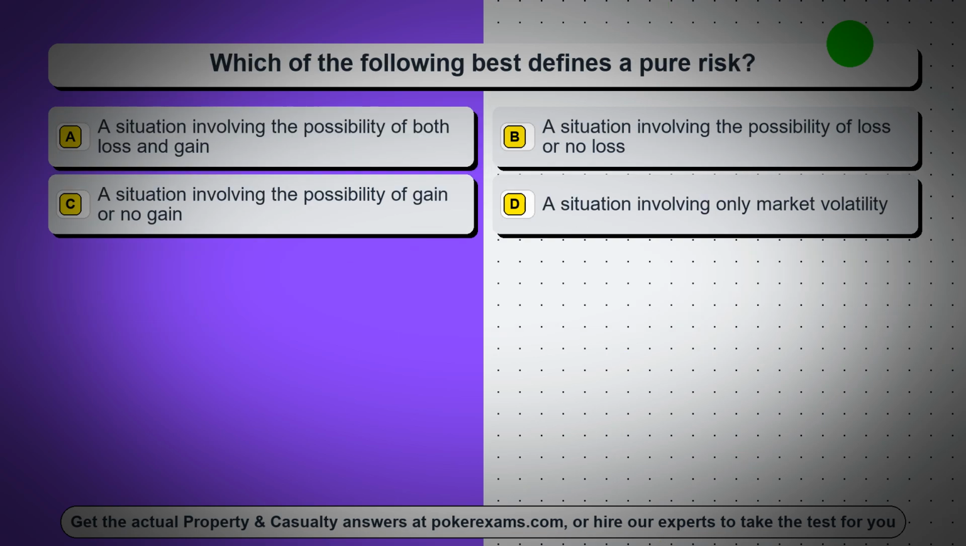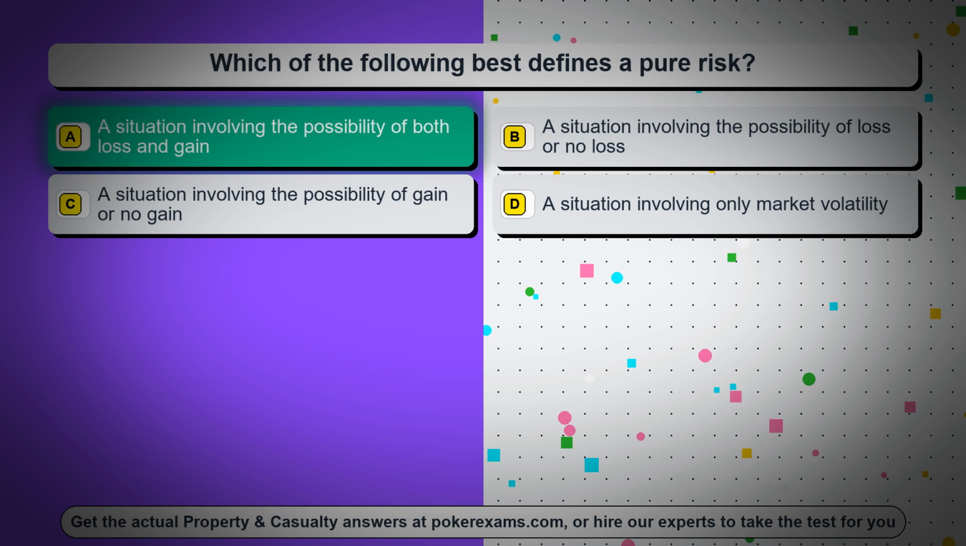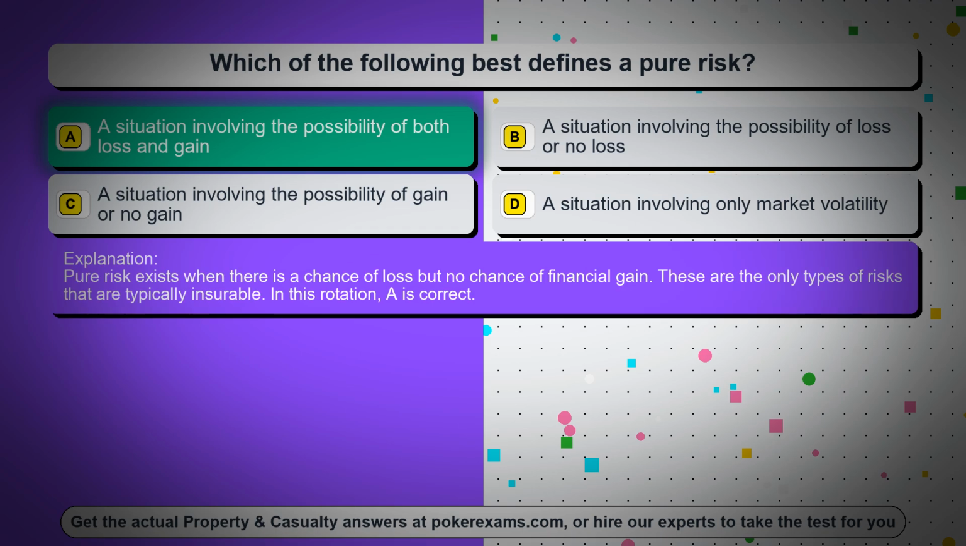Question 50. Which of the following best defines a pure risk? Option A, a situation involving the possibility of both loss and gain. Option B, a situation involving the possibility of loss or no loss. Option C, a situation involving the possibility of gain or no gain. Option D, a situation involving only market volatility. The correct answer is option A, a situation involving the possibility of both loss and gain. Pure risk exists when there is a chance of loss but no chance of financial gain. These are the only types of risks that are typically insurable. In this rotation, A is correct.